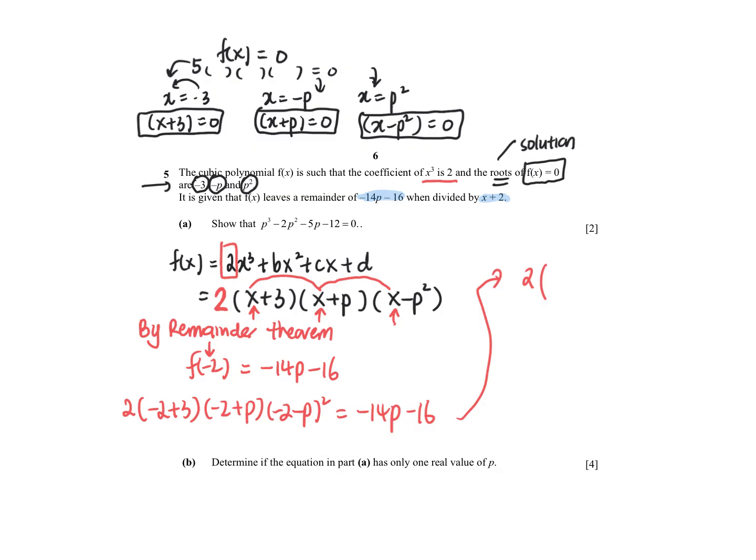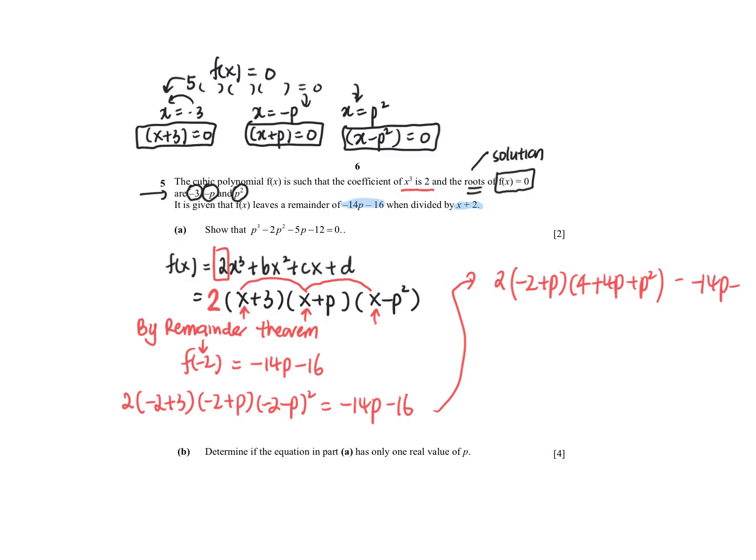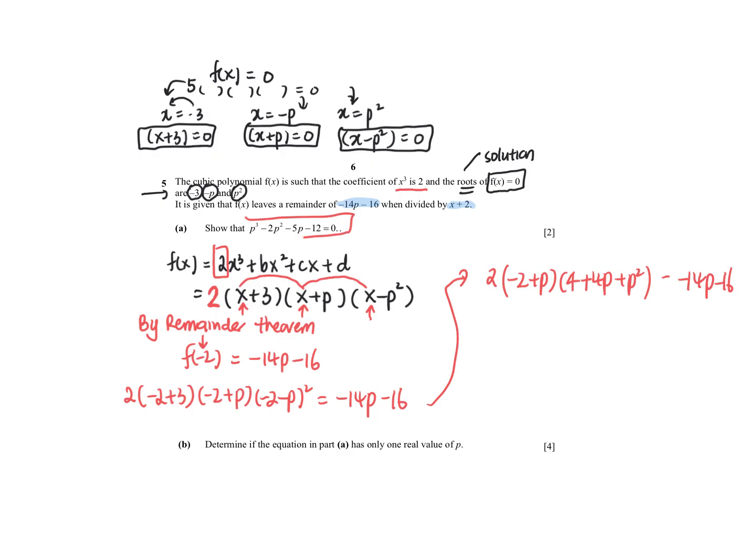Oh, I have to square it. So this is minus 2 plus p, squared. This is 4 plus 4p plus p squared. Should be 3 marks, right? Okay, but no choice. Sometimes they cannot give too many marks for one part. Okay, then you get minus 14p minus 16. Go and simplify it further. You will end up getting this thing.